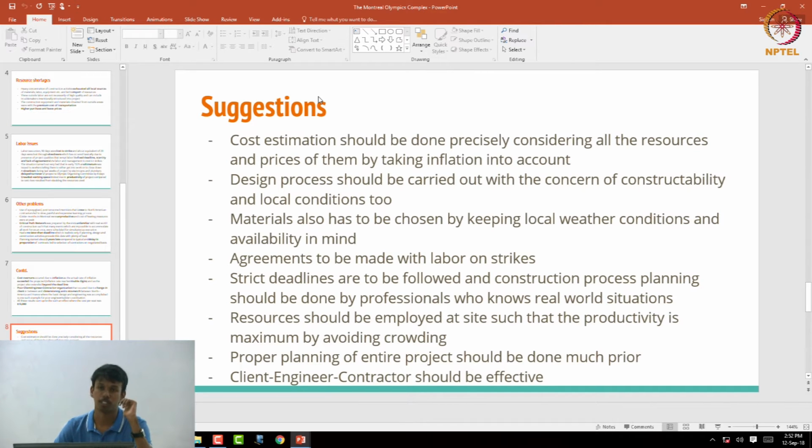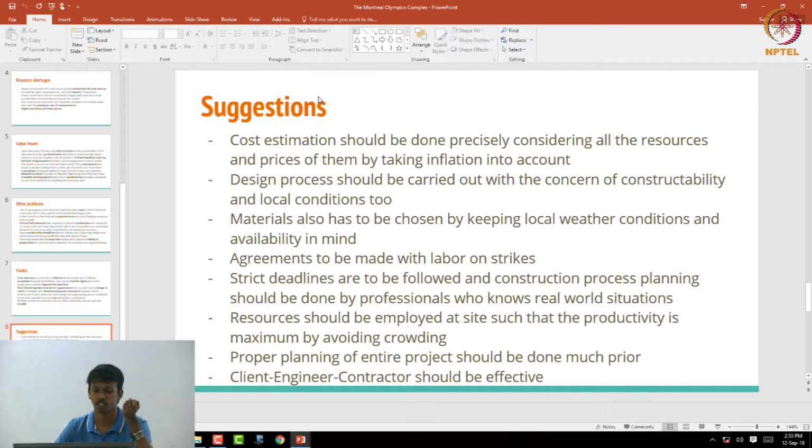In the design process, we can't construct very complicated designs. This should be kept in mind while designing, and materials have to be chosen keeping local weather conditions and availability in mind. They imported several materials from neighboring countries, and they used post-tensioned members where water entered and got frozen. That also became a problem.